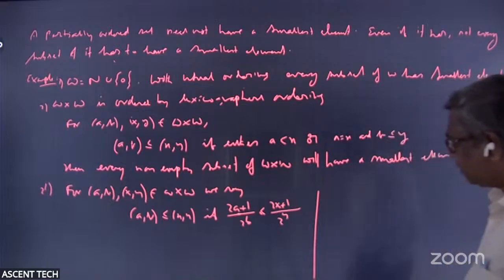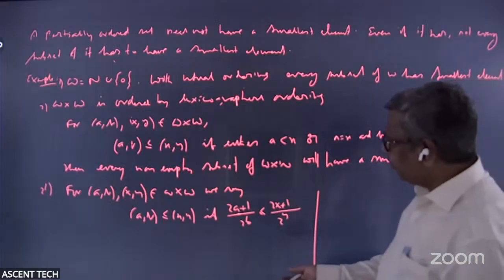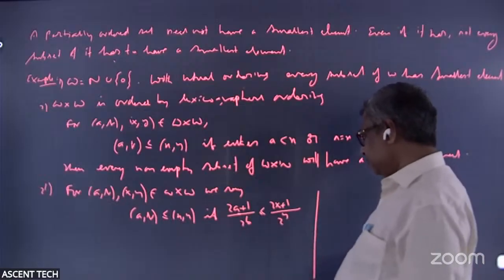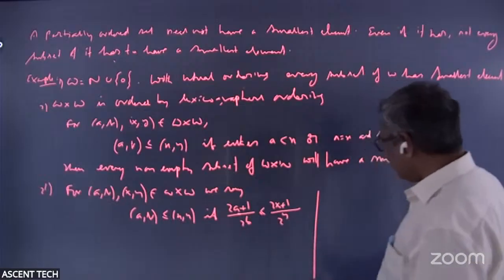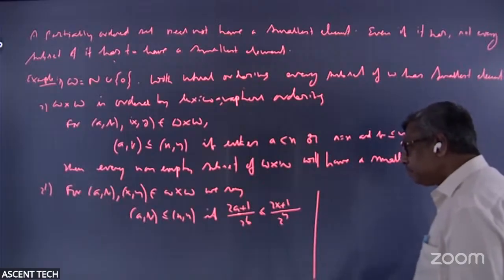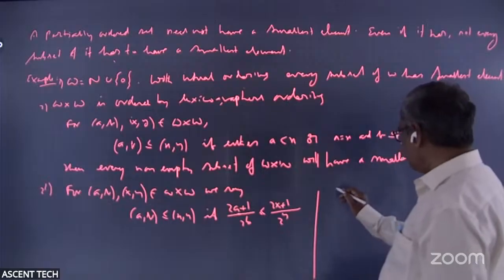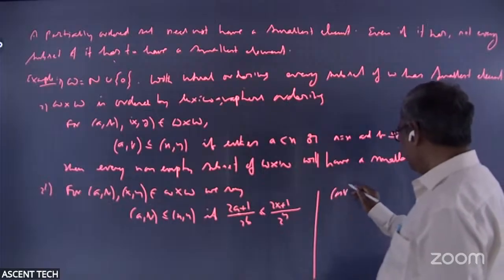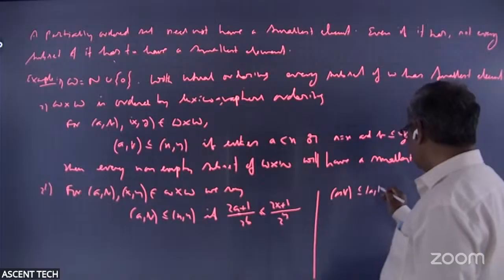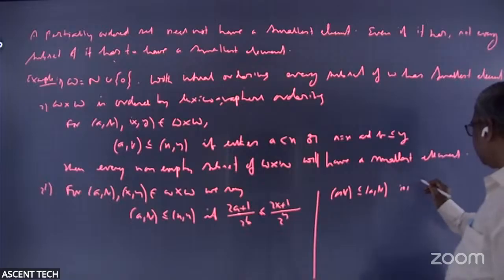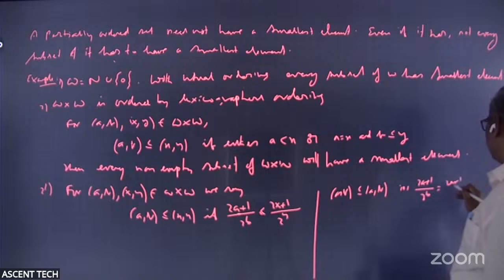For a partial order, you need reflexivity. Reflexivity is obvious because this is equal to this. Anti-symmetry is also obvious, because then it becomes an equality. So, first of all, reflexivity: (a,b) is less than or equal to (a,b). Why? That's because (2a+1)/2^b is equal to (2a+1)/2^b. So there is nothing to prove.